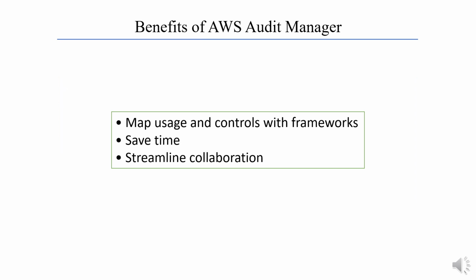Let's talk about benefits of AWS Audit Manager. AWS Audit Manager offers the following benefits for your organization: map uses and controls with frameworks, save time, and streamline collaboration. Let's see each of these benefits. Map uses and controls with frameworks. AWS Audit Manager enables you to map your AWS uses and controls with pre-built and custom frameworks.